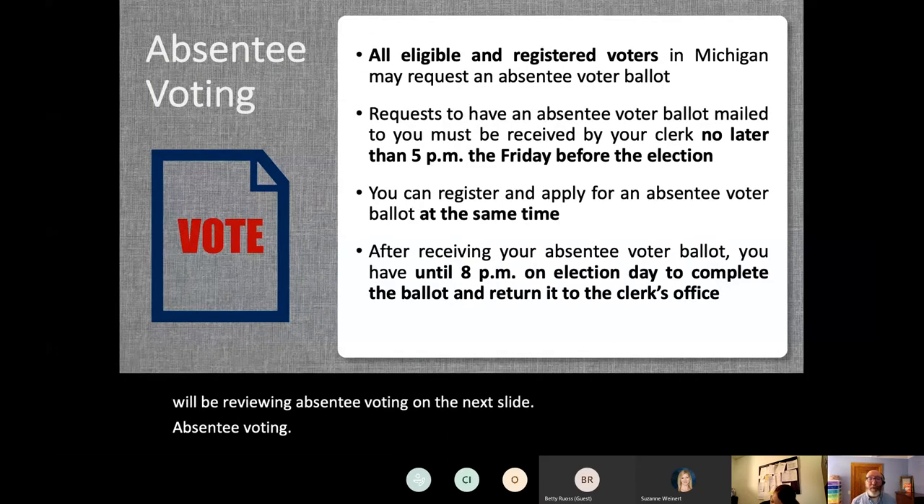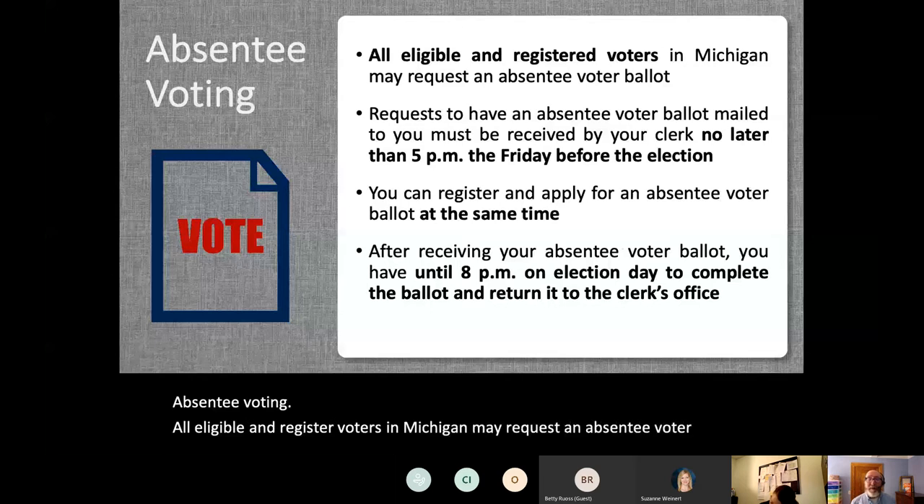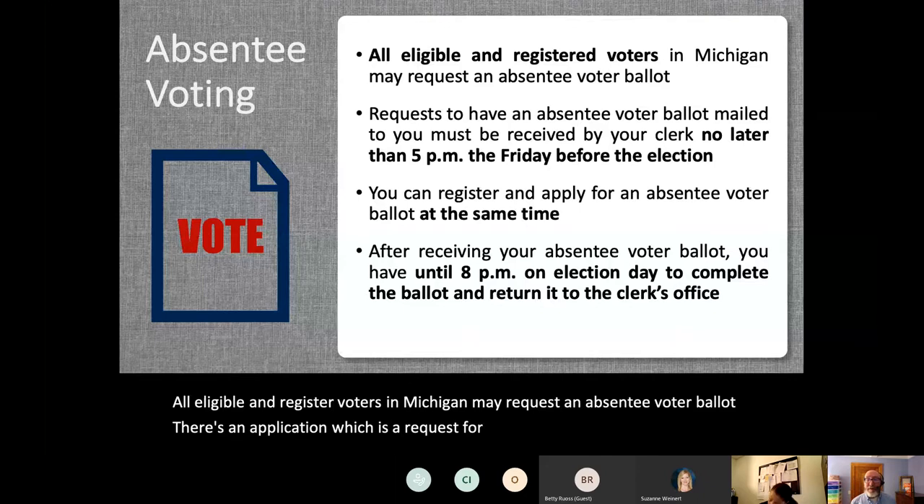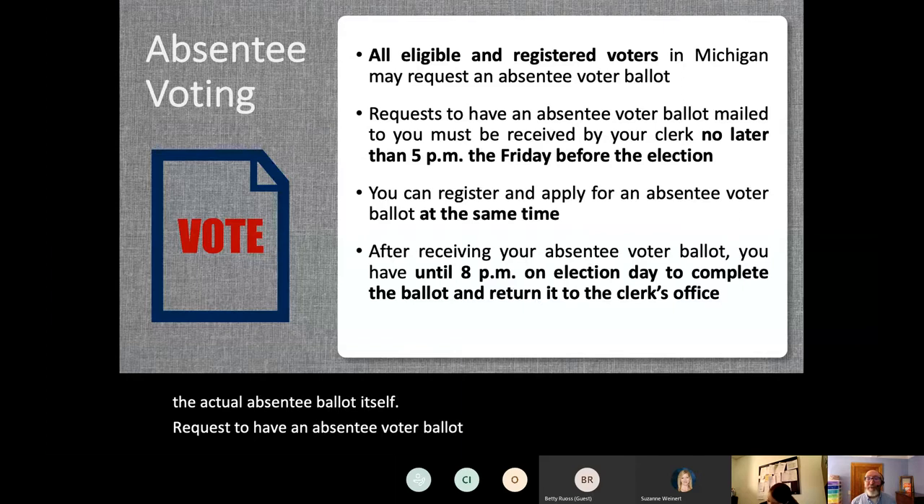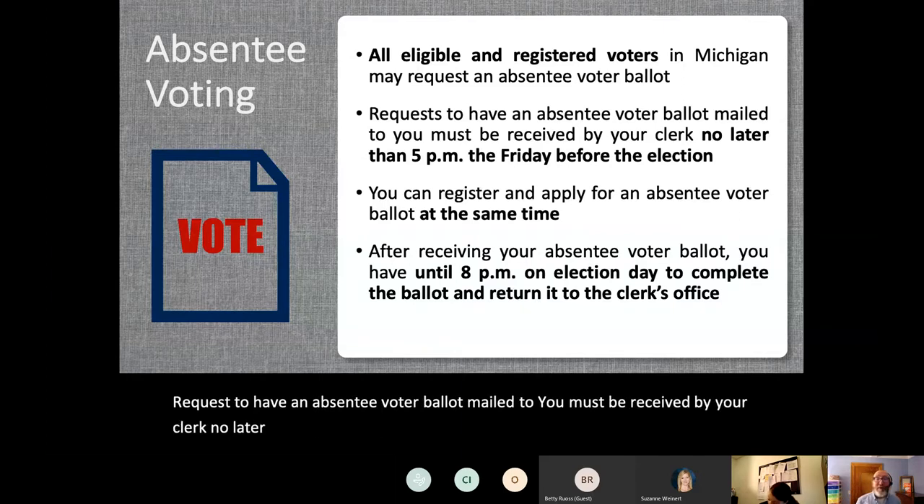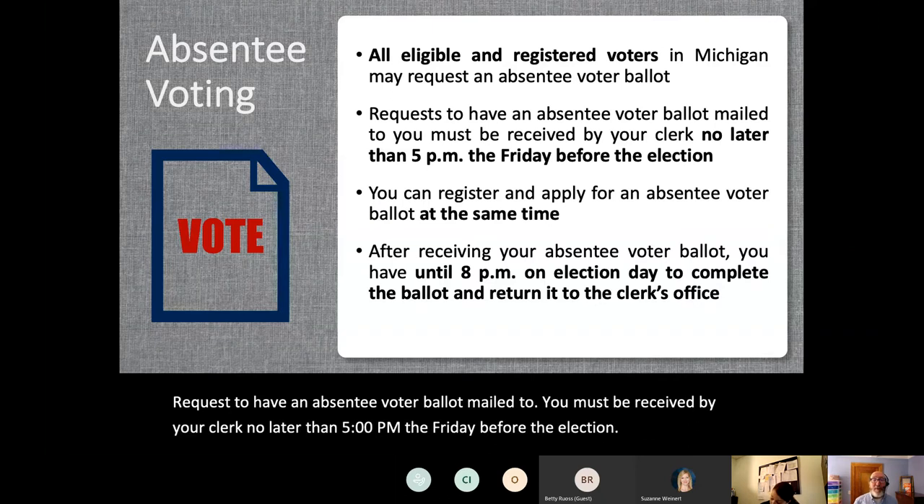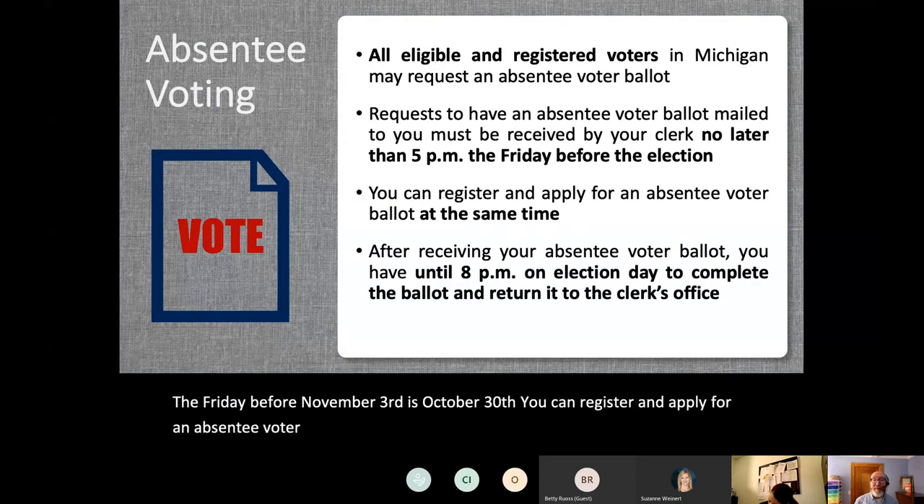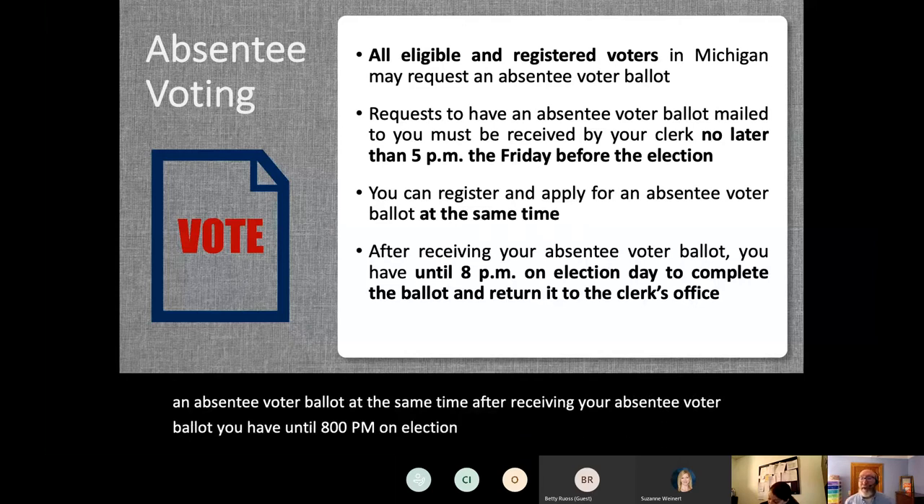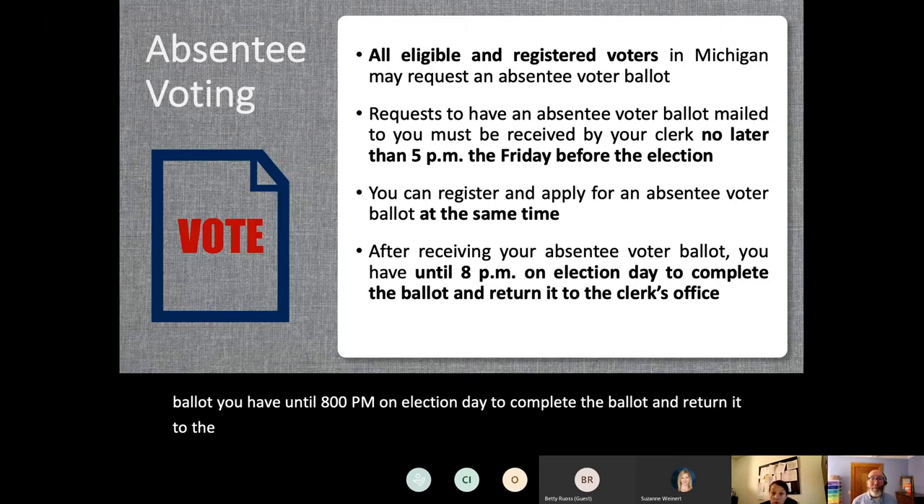Absentee voting. All eligible and registered voters in Michigan may request an absentee voter ballot. There's an application, which is a request for the absentee ballot, and then there's the actual absentee ballot itself. Requests to have an absentee voter ballot mailed to you must be received by your clerk no later than 5 p.m. the Friday before the election. The Friday before November 3rd is October 30th. You can register and apply for an absentee voter ballot at the same time. After receiving your absentee voter ballot, you have until 8 p.m. on election day to complete the ballot and return it to the clerk's office. Many clerk's offices have drop boxes that you can put them in if you don't think your mail is going to get there soon enough.